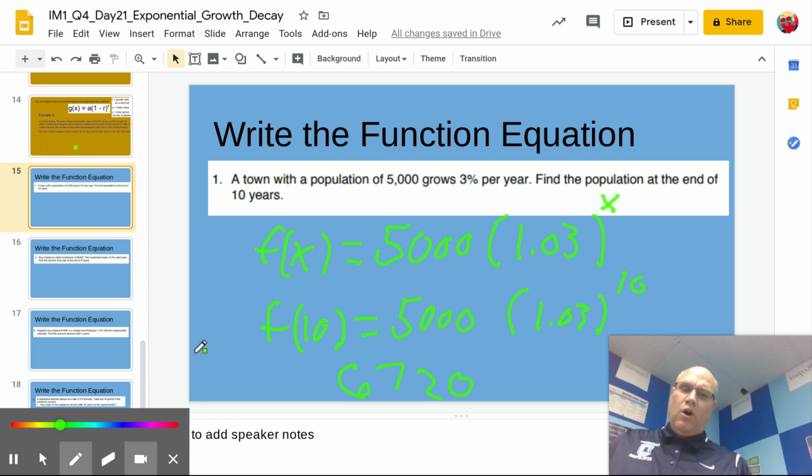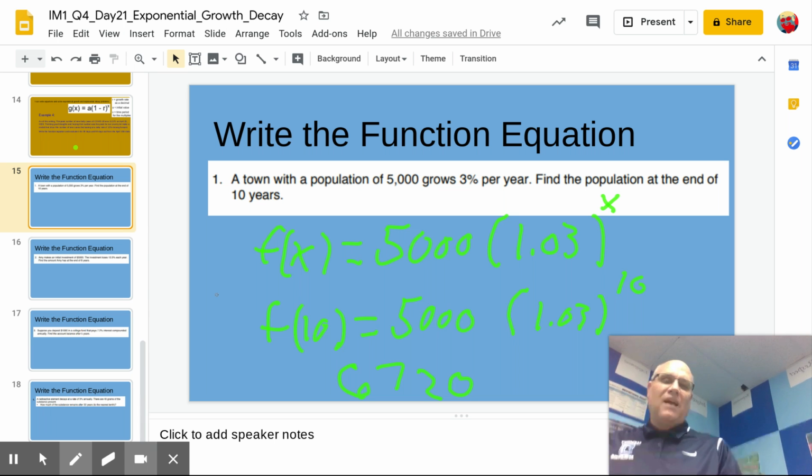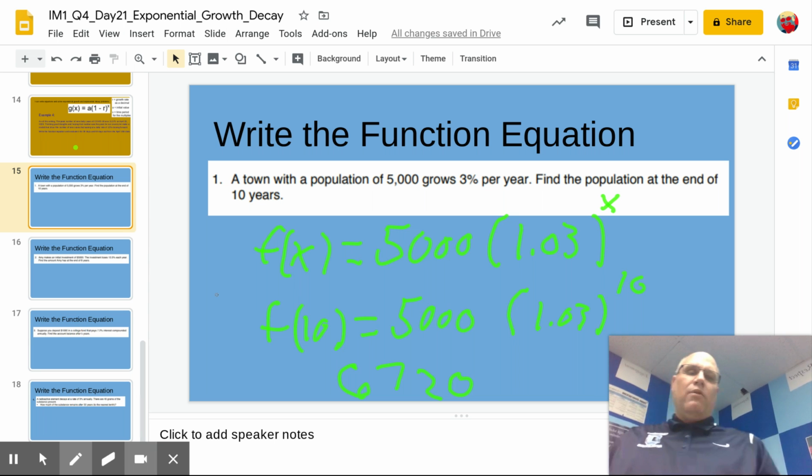So on this one, I hope you had f of x equals 5,000 times 1.03 to the x. You could have written a different function name. You could also have said y equals that. And so then if I evaluate that, f of 10 equals 5,000 times 1.03 to the 10th power, I end up getting 6,720. Let me make note, officially on my calculator, I actually got 6,719.6. But we're talking about people, so we're going to round to the next whole number.